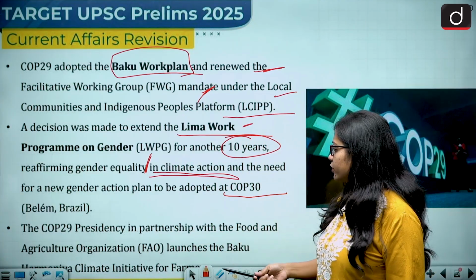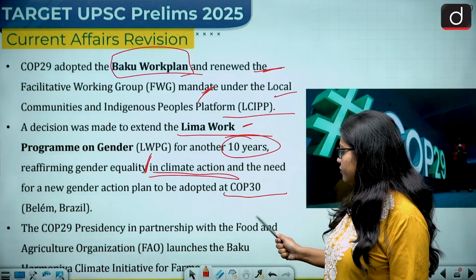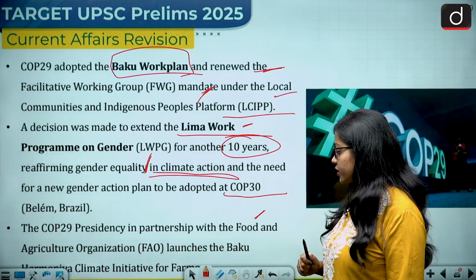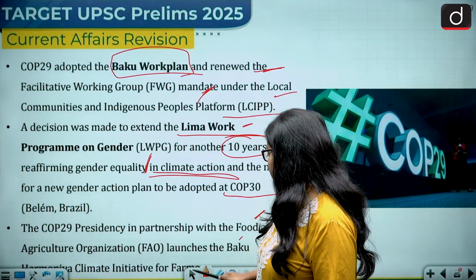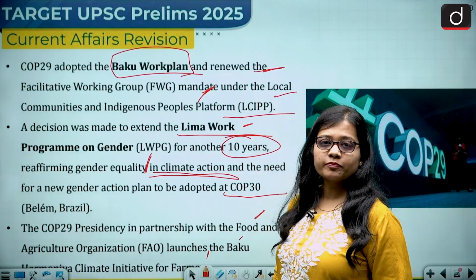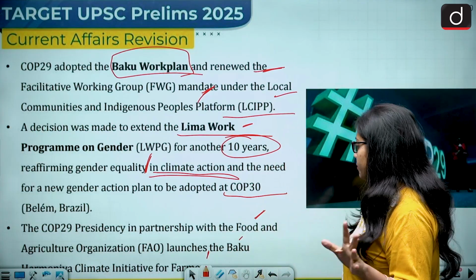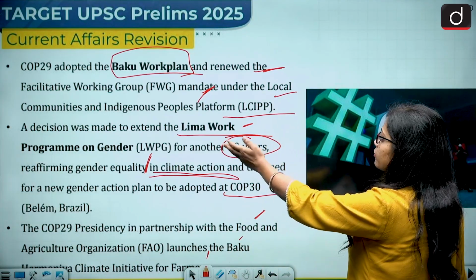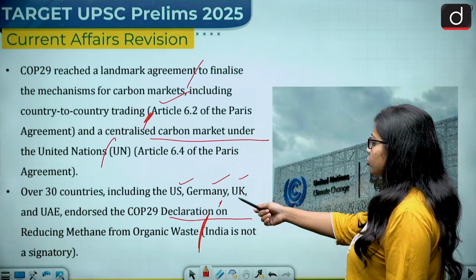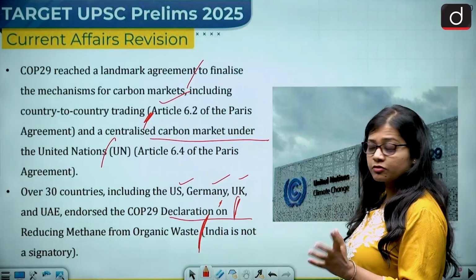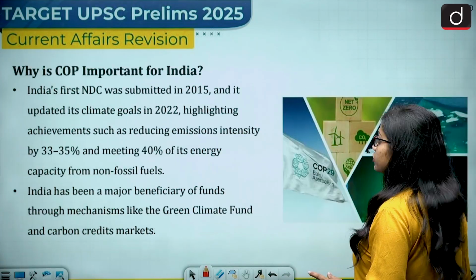Then the COP29 presidency, in partnership with the FAO, the Food and Agriculture Organization, has launched the Baku Climate Initiative for farmers also. So these are the points that you need to remember: the Lima work program on gender, the Baku work plan, and the declaration on reducing methane from organic waste.